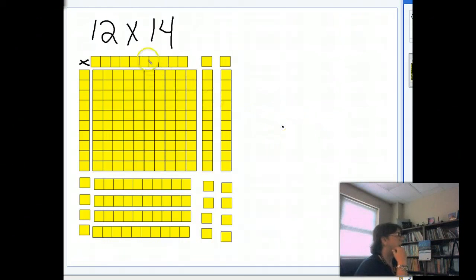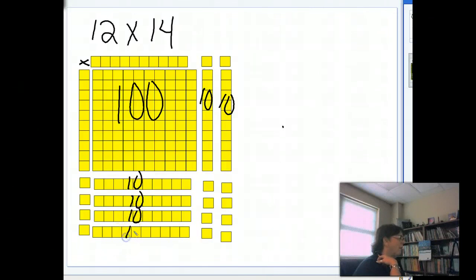So if we take a look at what we've done, we started off right here, 10, 11, 12, and then we have 10, 11, 12, 13, 14. We multiplied 10 times 10, and that gave us 100. We have a 10 by 1, so that's 10. We have another 10 by 1, so that's 10. And right here, we have four more 10 by 1s, each 10, and each one of these represents just 1.